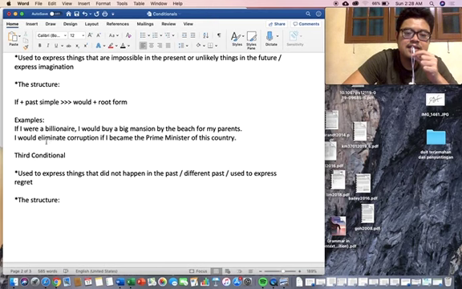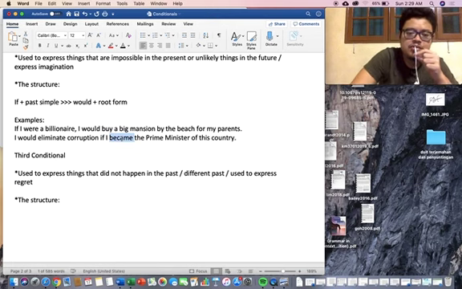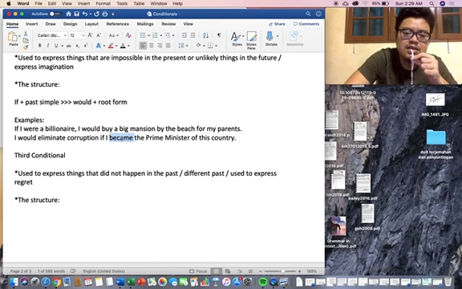And again, the second example, I flip the arrangement. I would eliminate corruption, would plus root form, just here, eliminate corruption. If I became the prime minister of this country, so you see, we have to put it in the past tense. Since I chose a career path to be an educator, and I'm not interested to become a politician, it's unlikely for me to become a prime minister in the future.